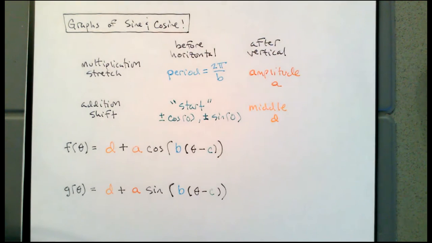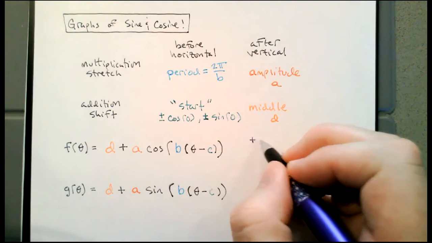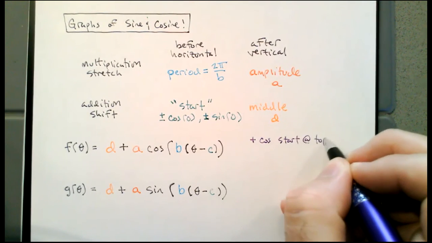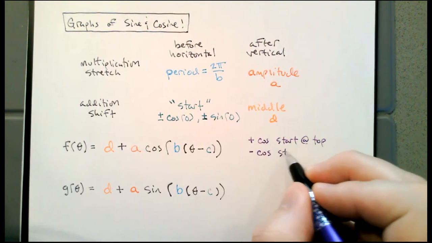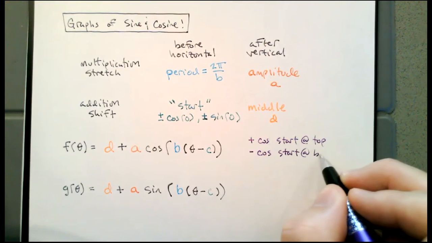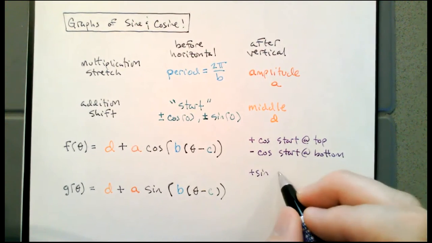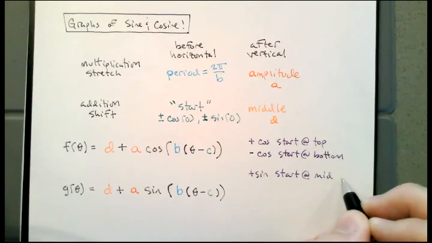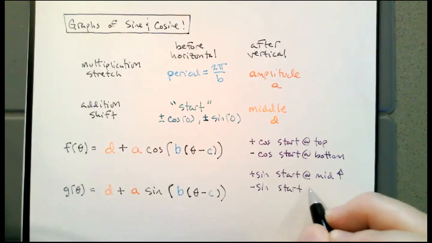So the way I like to think about the start is I like to think that positive cosine starts at the top. Negative cosine starts at the bottom. Positive sine starts at the middle, going up. And negative sine starts at the middle, going down.